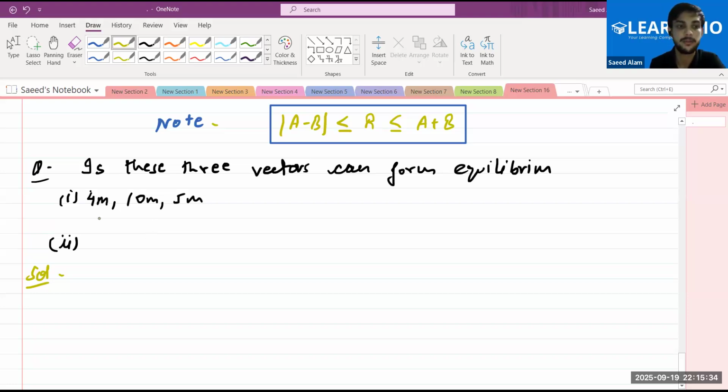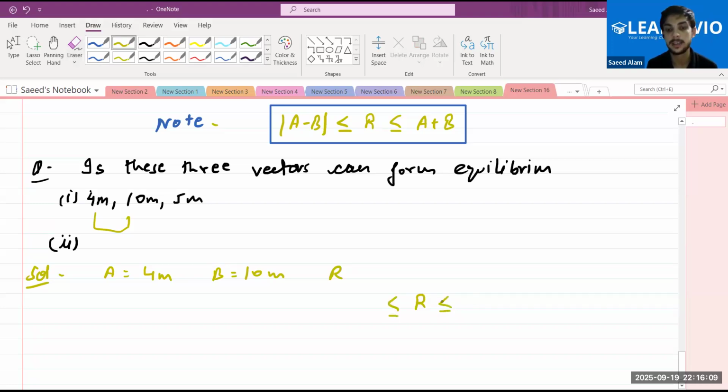Suppose we choose 4 and 10. What we are choosing over here is the vectors 4 and 10, such that the sum of 4 and 10 should lead to 5. Let's say we are choosing the A vector to be 4 meter and, taking the magnitude only, the B vector to be 10 meter, and I'm finding out the R.